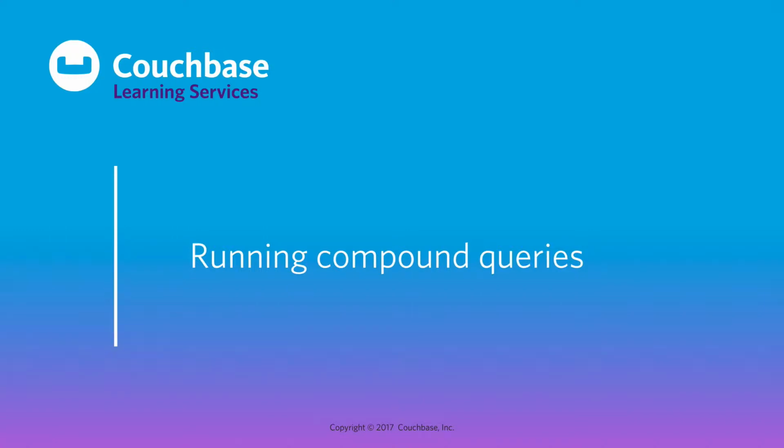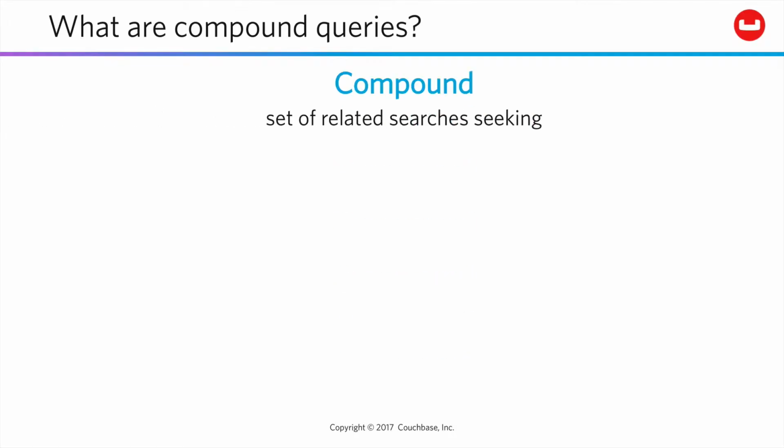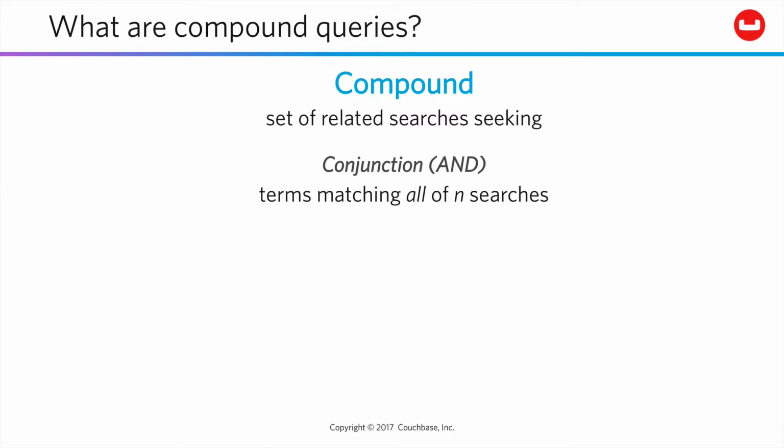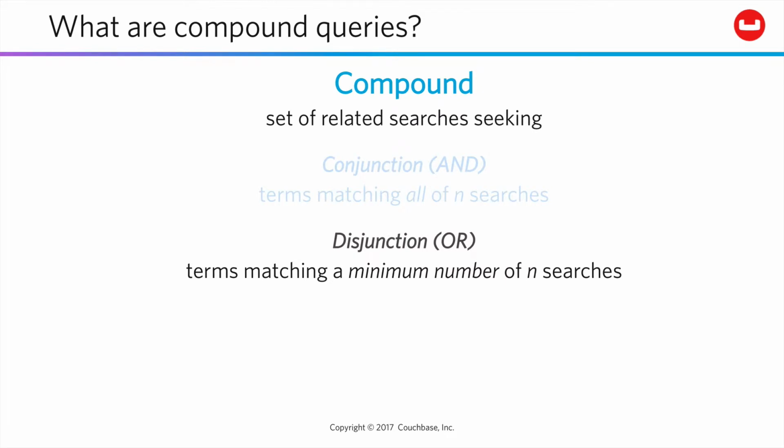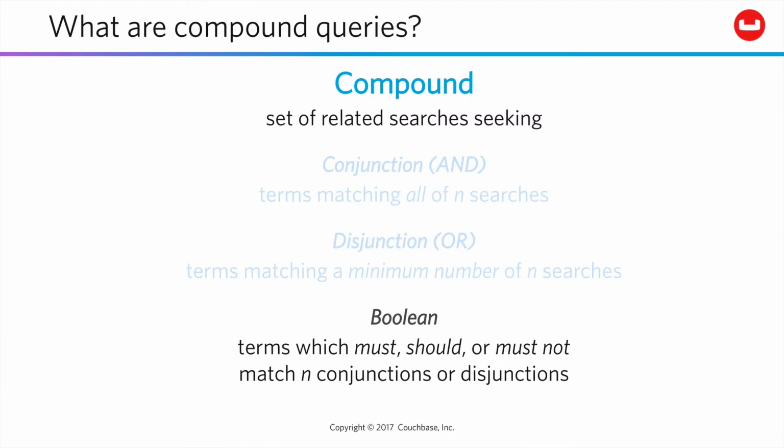In this lesson, we'll learn how to apply multiple individual queries as part of the same search using compound queries. A compound query is a set of interrelated searches seeking a conjunction of terms matching all of a set of any number of individual searches, or a disjunction of terms matching a specified minimum number among a set of searches, or a boolean search where terms must, should, or must not match a set of any number of conjoined and/or disjoined queries.